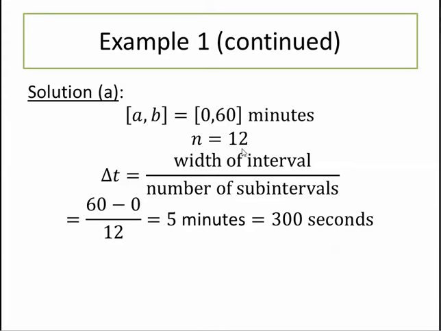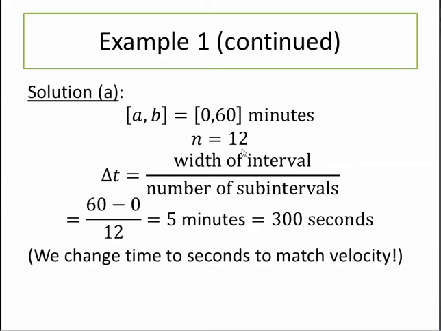So now since the speed and the time were measured in different units, we want to make sure they're the same units of time. So we're going to convert everything into seconds. So 5 minutes is equal to 300 seconds. All right, so now we know the width of each time interval.